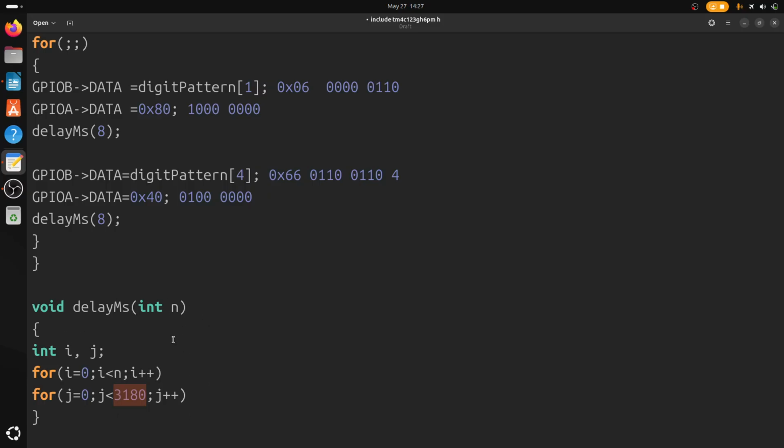So passing 8 here, the whole thing will be 8 milliseconds. As a function, this one will run once and this one will run 3180 times, until n becomes 8. That means in detail it will be 8 into 3180 iterations, and as you know, it will make 8 milliseconds.